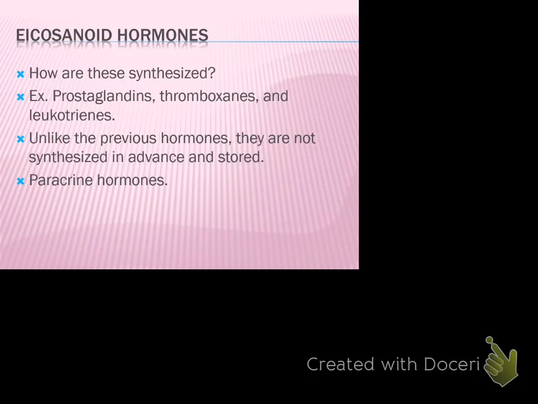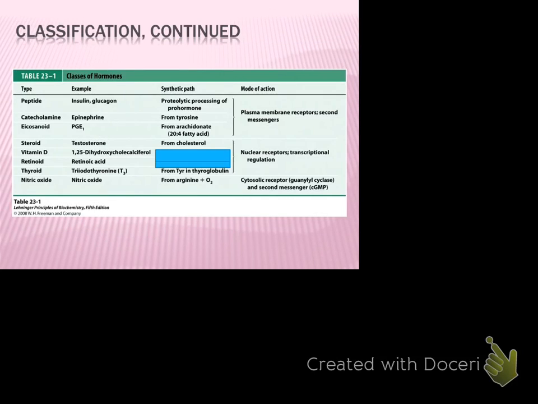The next one are the steroids. So what's an example of a steroid hormone? Testosterone. Estrogen. All your sex hormones. What's the precursor for it? Cholesterol. Yep, these come from cholesterol. And we won't go into a lot of detail with respect to that.